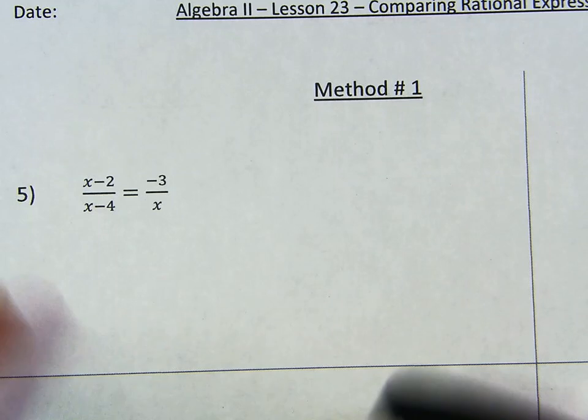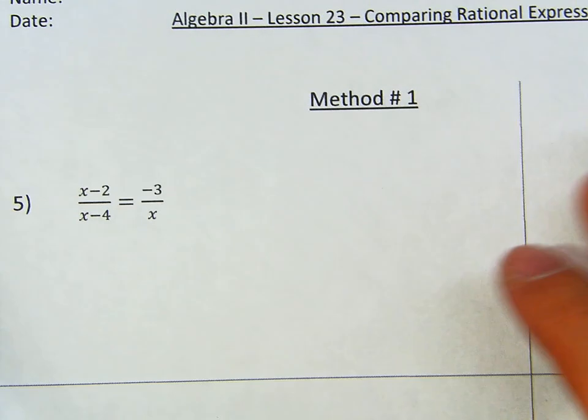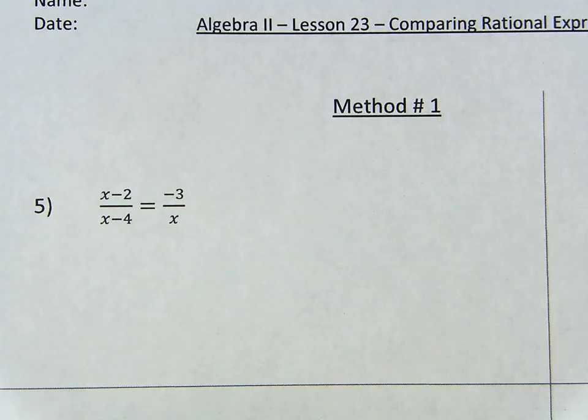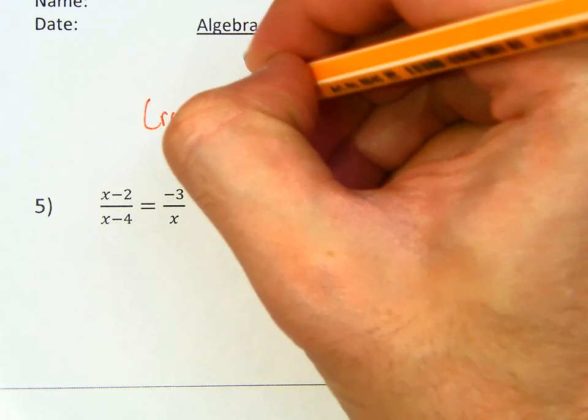All right, welcome back. So, question number 5 and question number 6 get a little tricky, but not impossible. So let's take a look. Method number 1. How do we use method number 1? Method number 1 is cross multiply.